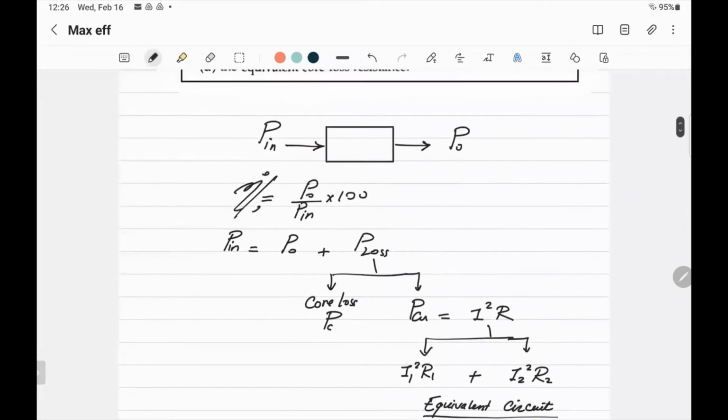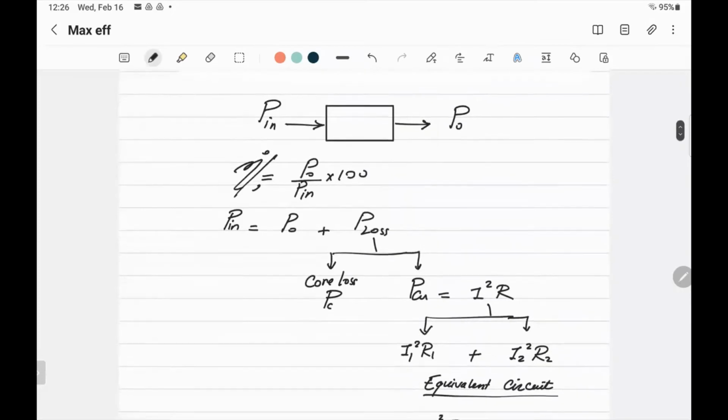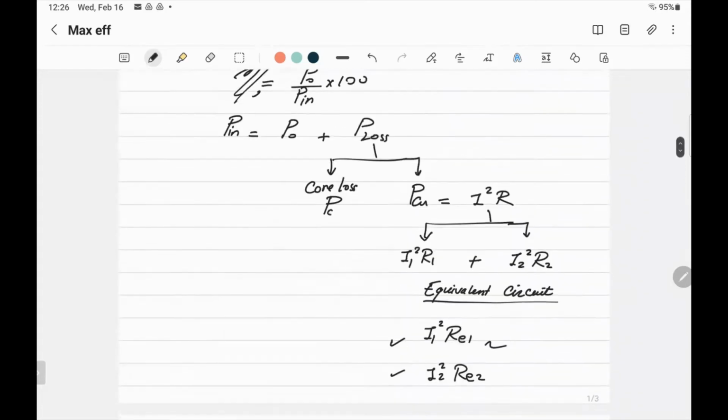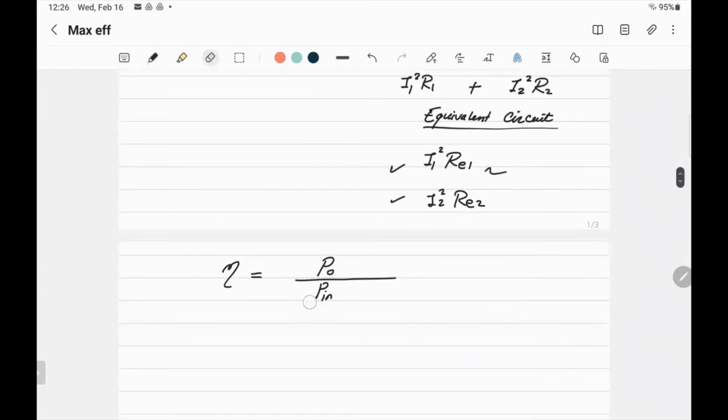If you want to have maximum efficiency, and we already explained what the efficiency means, let me write it again. Efficiency is equal to the output power divided by the input power. What's input power? Input power is equal to output plus loss. What's the loss? PC, which is the core loss, plus copper loss. So you want the minimum loss. The minimum loss happens if the copper loss equals the core loss.